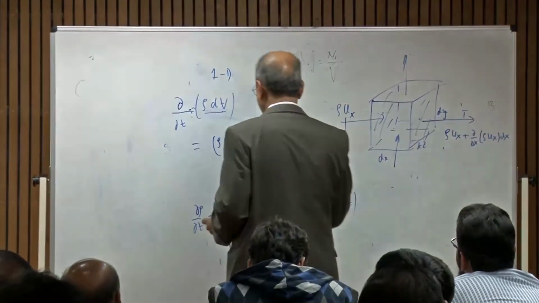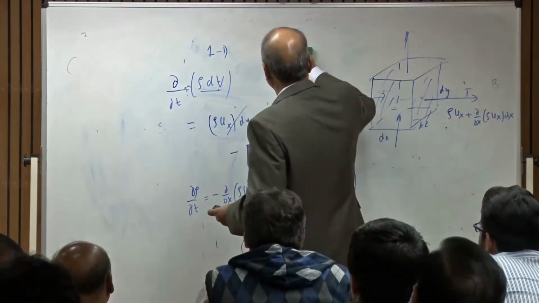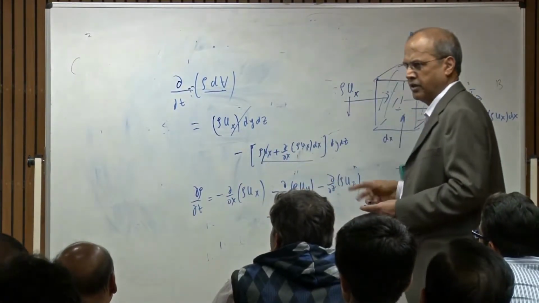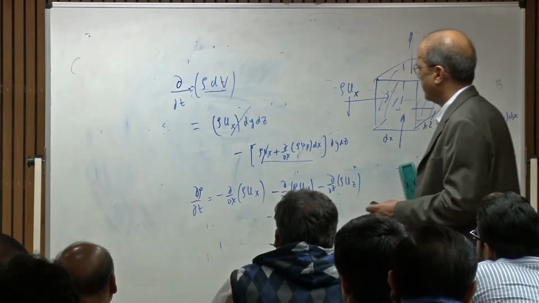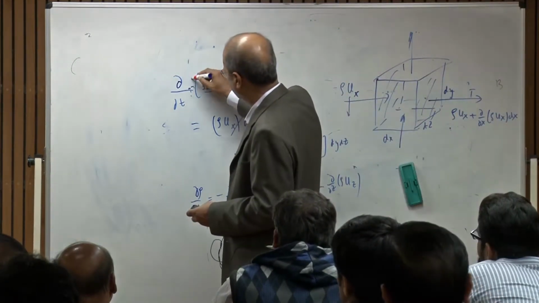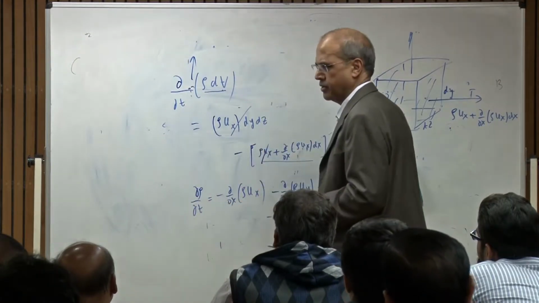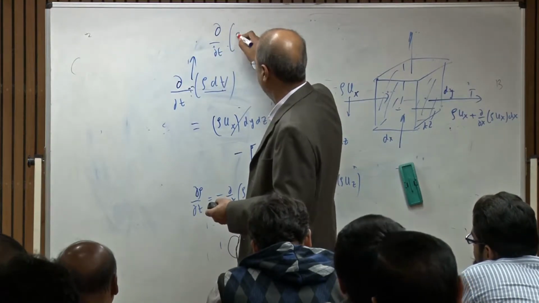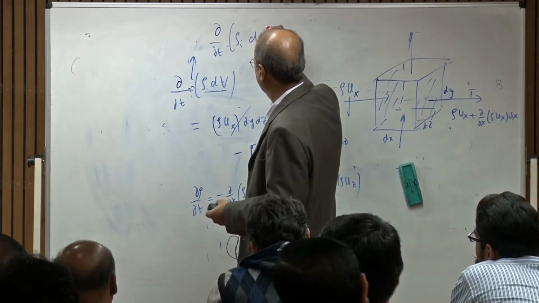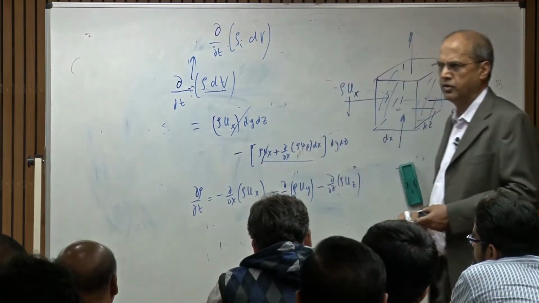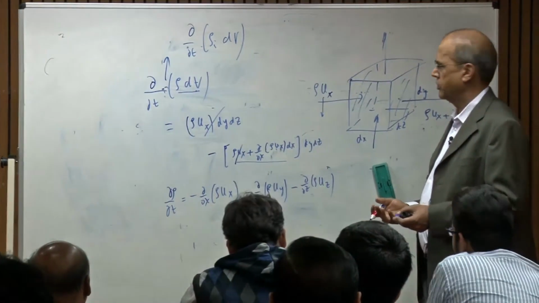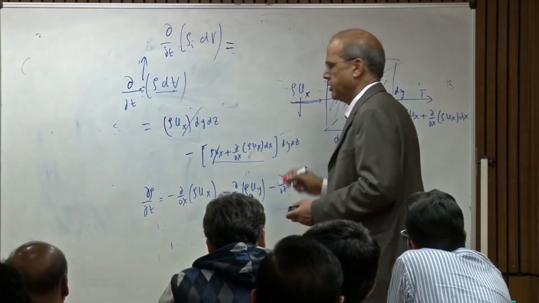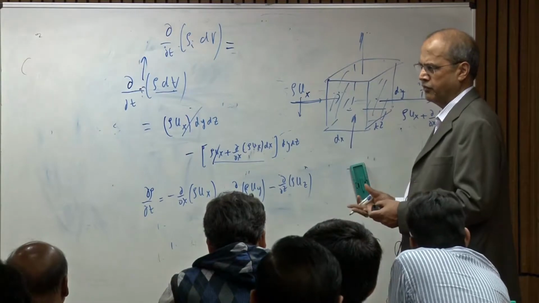Species conservation is very similar to this equation, except now you have diffusion and chemical reaction. So, this will be very similar. This term will be d/dt of rho_i dV, where rho_i is the density of species i. Now, the flow rate here, convection and diffusion.